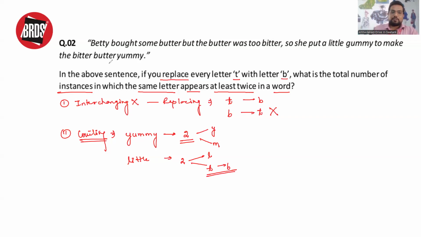So the correct answer for this one would be: Betty bought. Because this would become B, over here this T also would become B. Some butter, no, but butter counts too, because O is repeating over here. Bitter. So she put a little. Remember, you will count it as two. Gummy, M is repeating over here. To make the bitter butter yummy. Again, that would be counted as two.